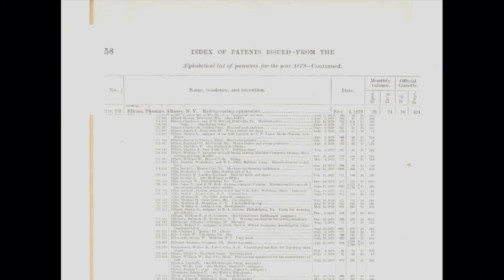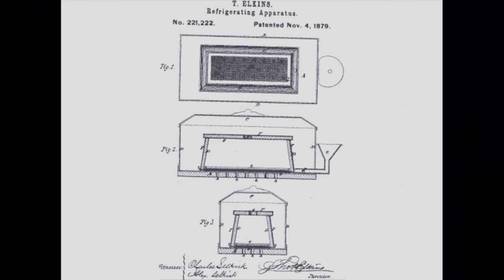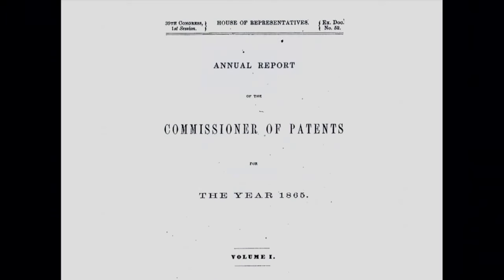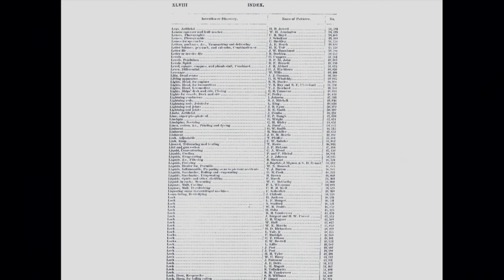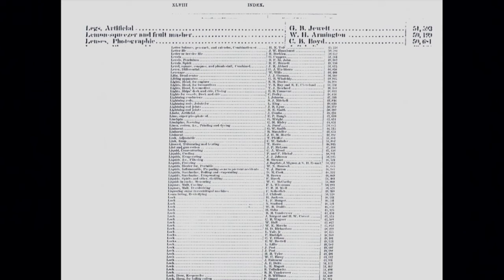refrigerating apparatus from 1879. Now, it doesn't say what sort of apparatus it is until you look through the report and find this image, and we learn that it's actually a refrigerating apparatus to chill human corpses. In 1865, again, we have some similar information, in this case for an artificial leg by a man named Jewett.